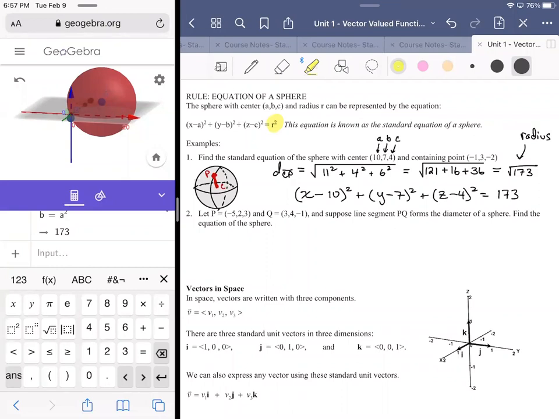All right. So in the second one where it says let P equal -5, 2, 3 and Q equal that, and PQ forms the diameter. Well, we know a radius is 1/2 the diameter. So I want to find the distance from P to Q, but then chop that in half, and that'll give me my radius. But I also need the midpoint.